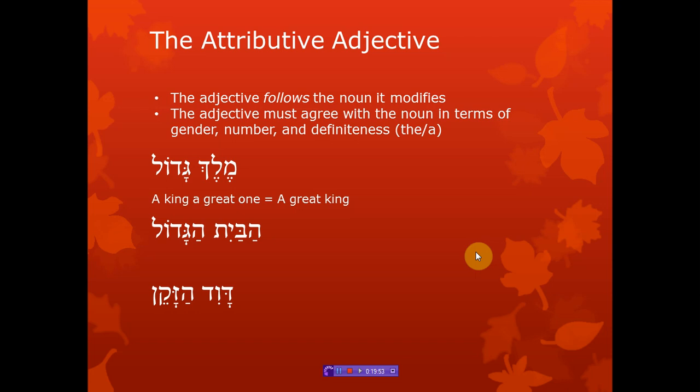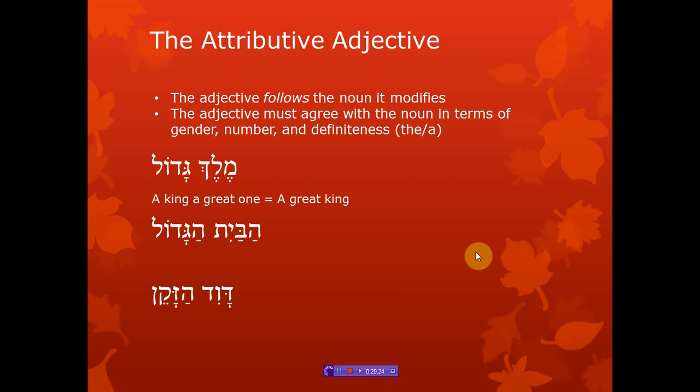This is an attributive adjective, so you'll notice the adjective agrees with the noun on the level of gender. It has no ending, which is true of the masculine nouns. It doesn't have, for instance, the ah ending, which is common on feminine nouns. It is singular. It doesn't have the eem ending on it. It is masculine. And it also has the definite article.